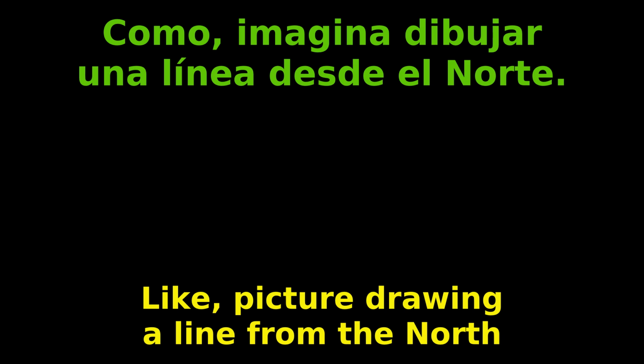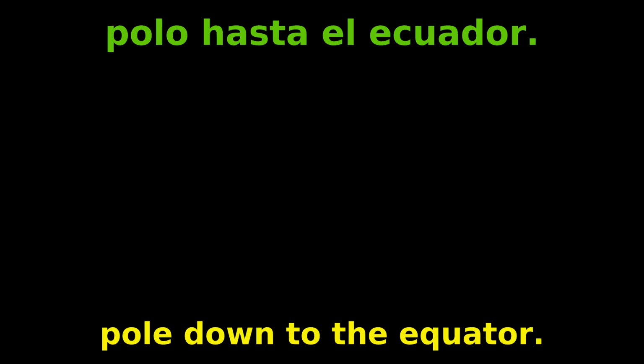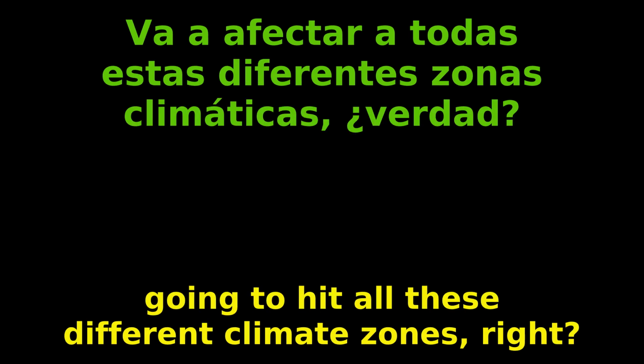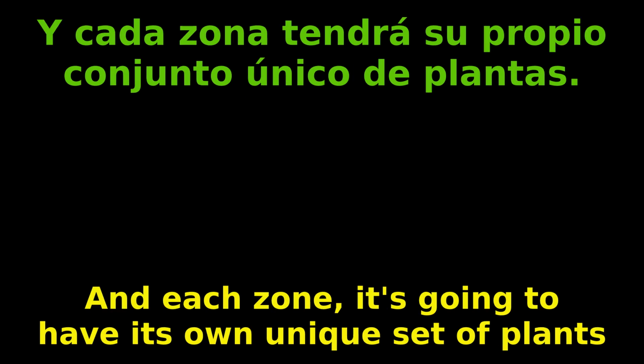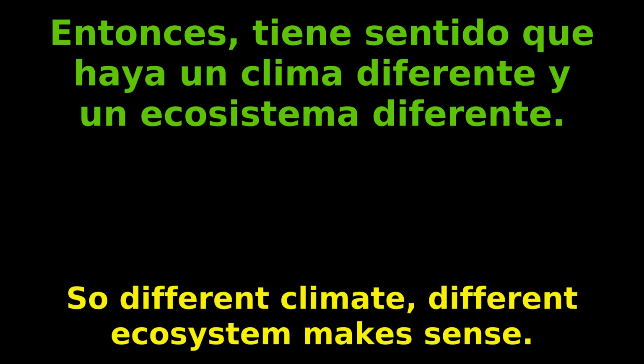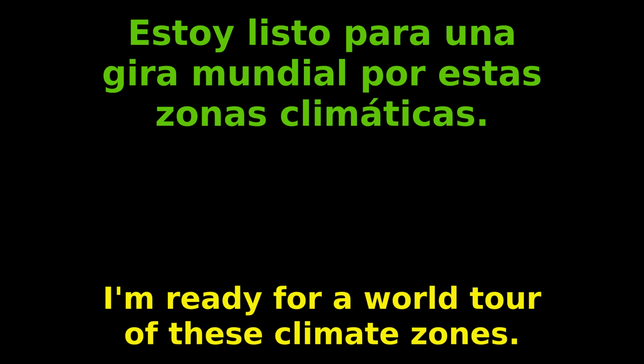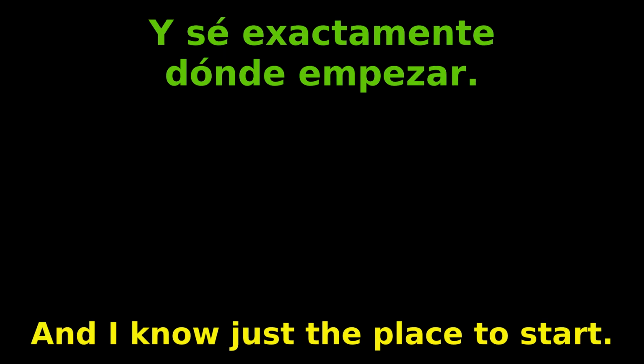Totally. Like picture drawing a line from the North Pole down to the equator. Okay, got it. As you go along that line, you're going to hit all these different climate zones, right? And each zone is going to have its own unique set of plants and animals that can survive there. So different climate, different ecosystem. Makes sense. Climate really is key. Okay, I'm ready for a world tour of these climate zones. And I know just the place to start.